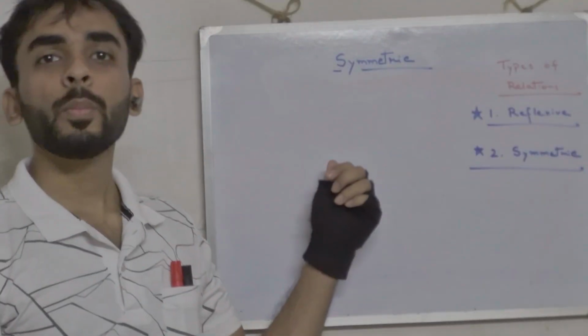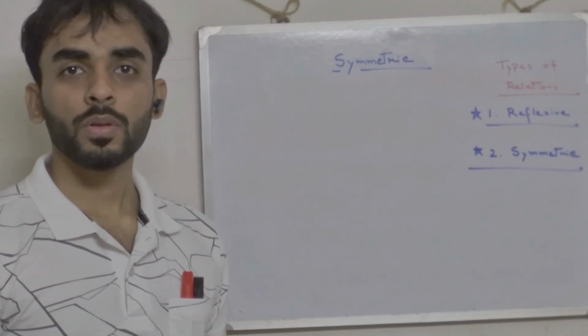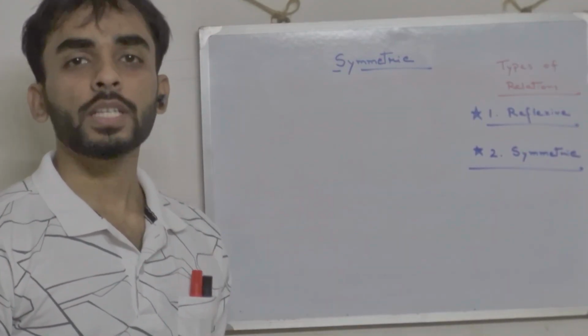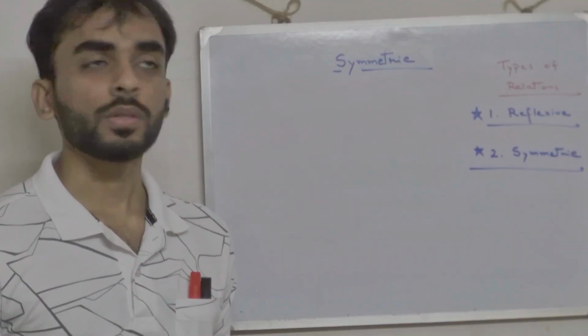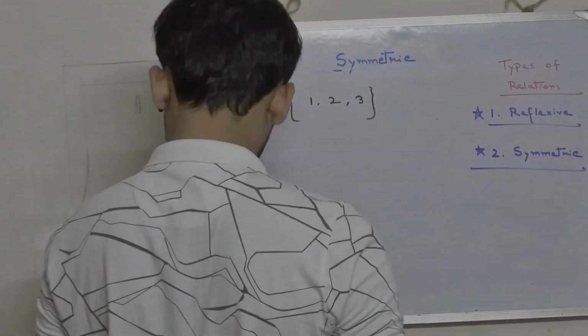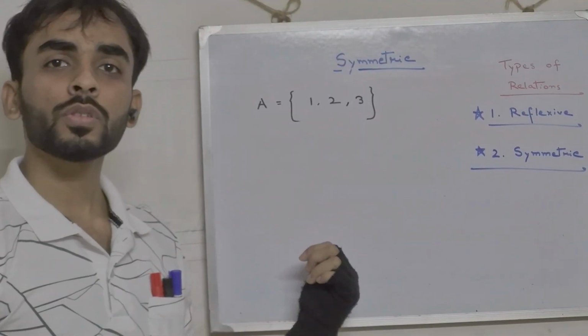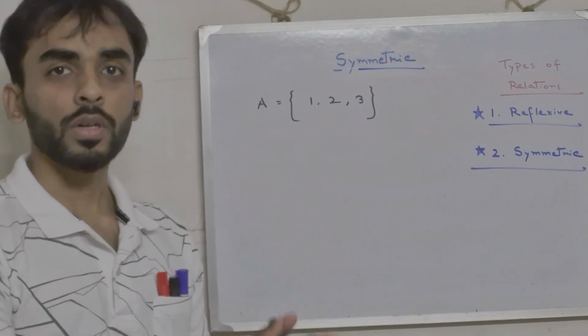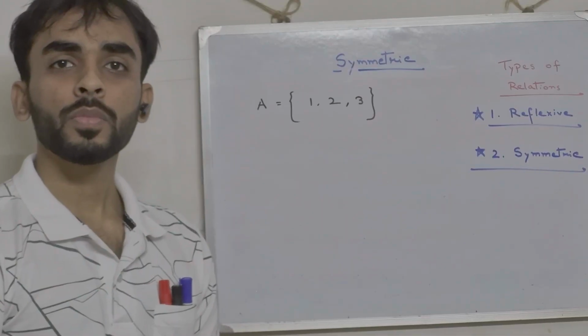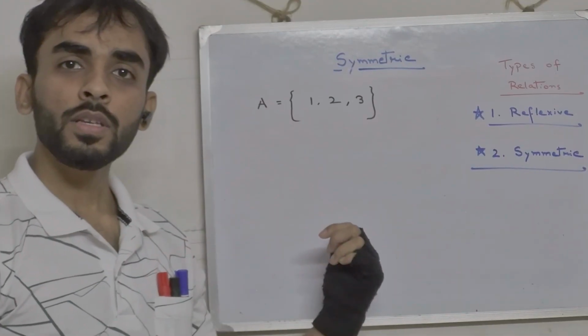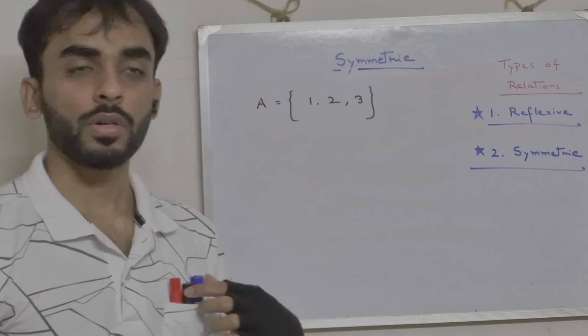Types of relation. Number 2, symmetric relation. Again, we will be given a set. Everything starts from the set. Now, we are learning about relation. How do we go from a set to a relation? First, we make the Cartesian product. Make the Cartesian product in your copy. I will directly make the relation. You will make the Cartesian product.